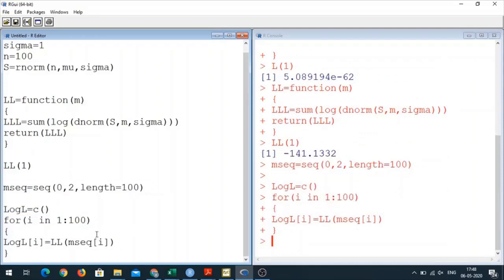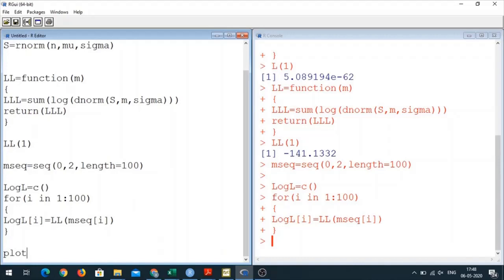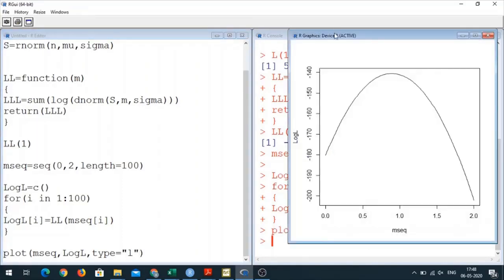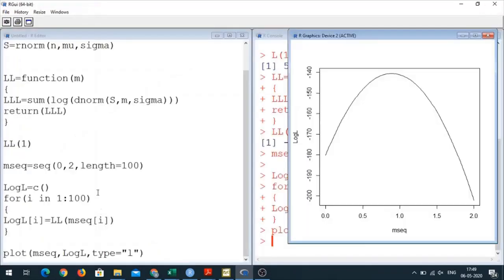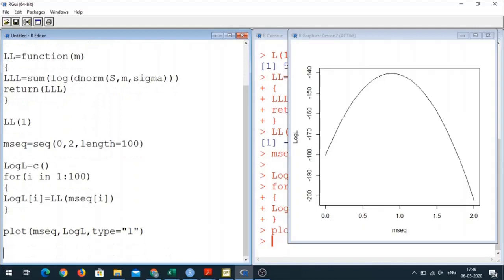Okay, so logL we have computed, and let us try to plot. Let us plot mseq with logL. Let me take type equal to l because it's better to see a curve. Okay, see, this is a concave function, so somewhere near 1 there is a maxima. Exactly getting the maxima in a graph is a bit difficult, so we can go for the command which.max of logL. This would give me a place, simply max.